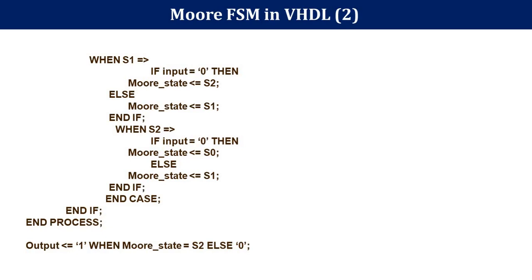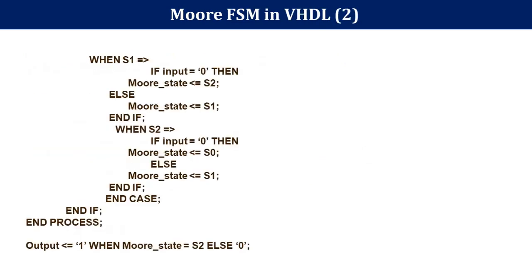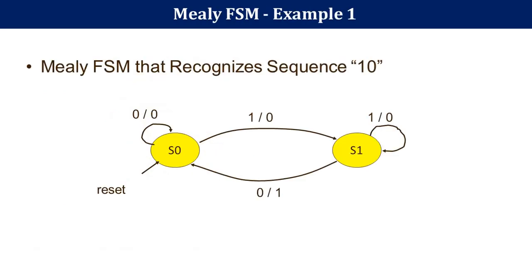And finally, after end process, you have to mention the output function, when the output is going to change. Output is 1 when Moore state is S2, because inside the diagram we can see the output is 1 when we are in the state S2, otherwise output is 0. This is about the VHDL representation of Moore machine.